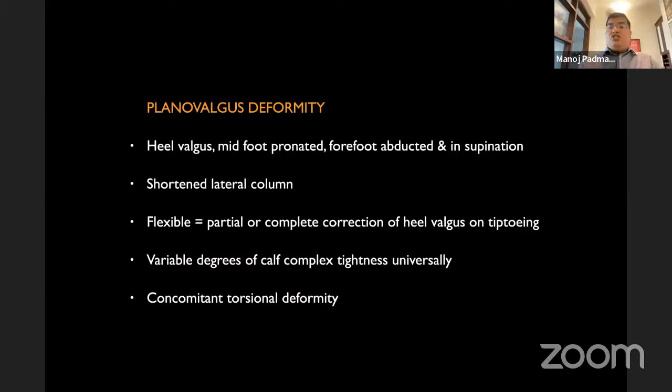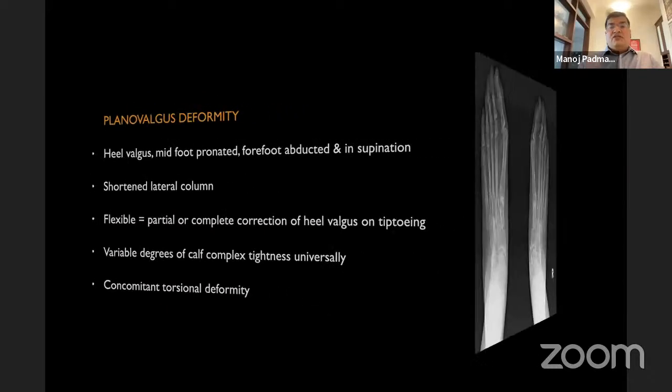The lateral column gets shortened. So you have a longer convex medial column. To begin with, planovalgus may be flexible. It can be partially correctable. Almost inevitably, there is some calf complex tightness. It can be of varying degrees. And there is always, or not always, a concomitant torsional deformity, especially external tibial torsion, which develops in long-standing deformities.